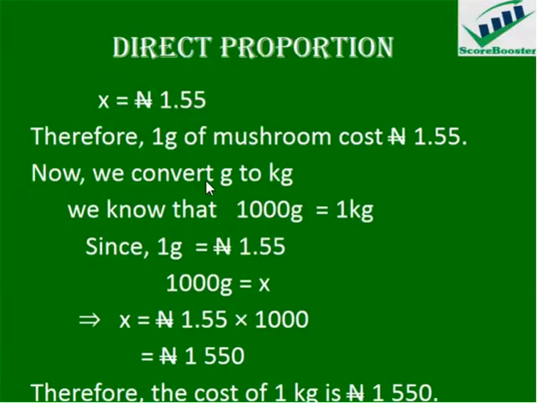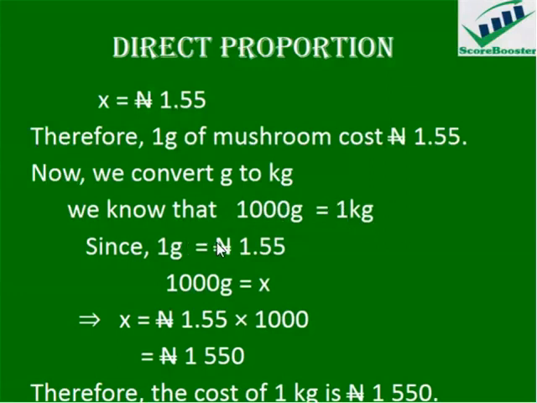Now we are asked to find the amount they sell 1 kilogram of mushroom. So since we know how much they sell 1 gram of mushroom, we can convert that 1 gram to 1 kilogram easily. So now we convert gram to kilogram. We all know that 1000 gram equals 1 kg. So instead of writing 1 kg, you can write 1000 gram.